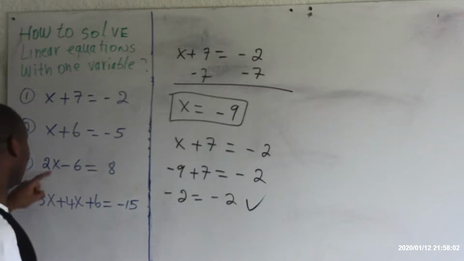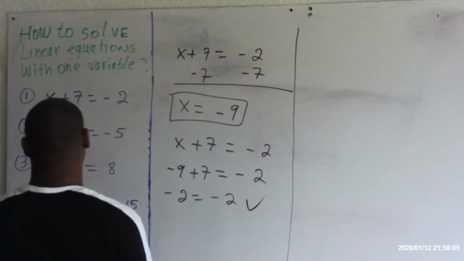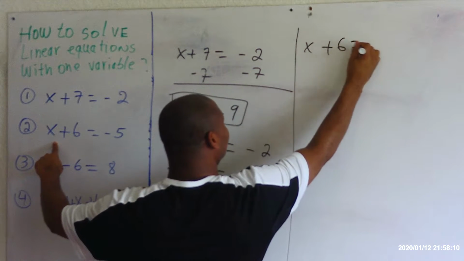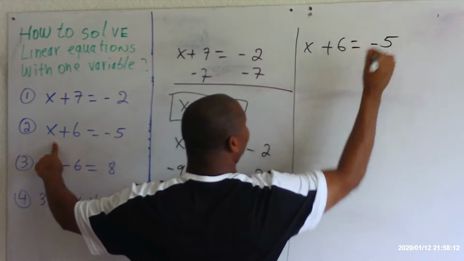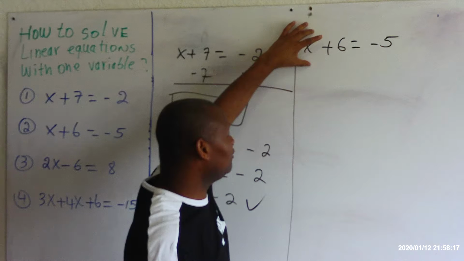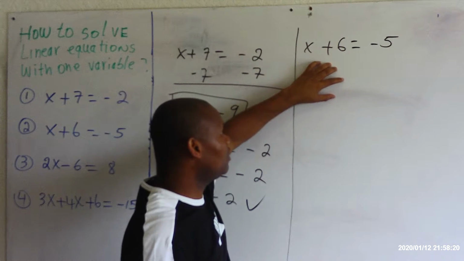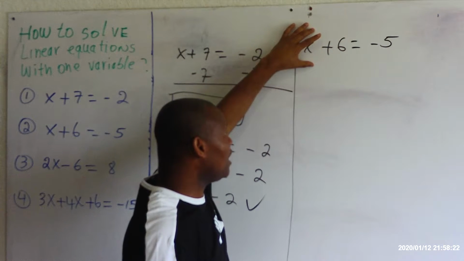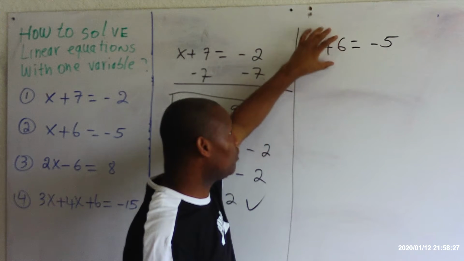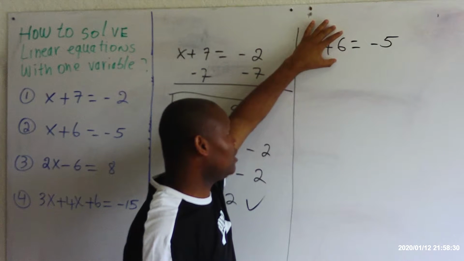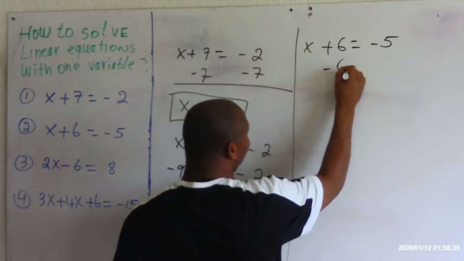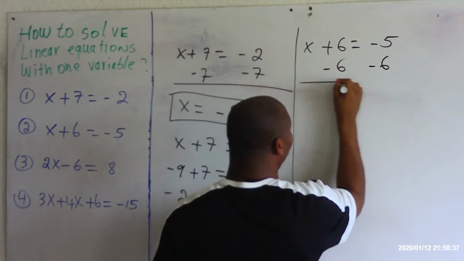Let's do the second example. The second example is x plus 6 equals negative 5. Okay? So, as I said, we have the objective to get x by itself. In order to have x by itself, I need to subtract 6 from both sides. We're going to subtract 6 because we have a positive 6 right here. We're going to subtract 6 from both sides.